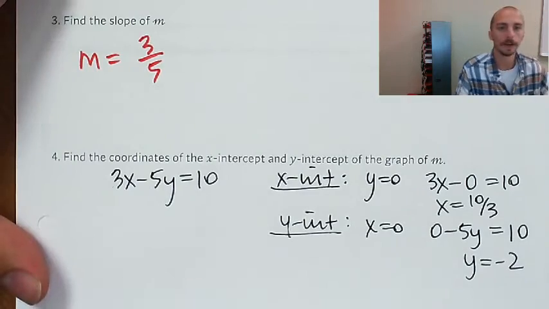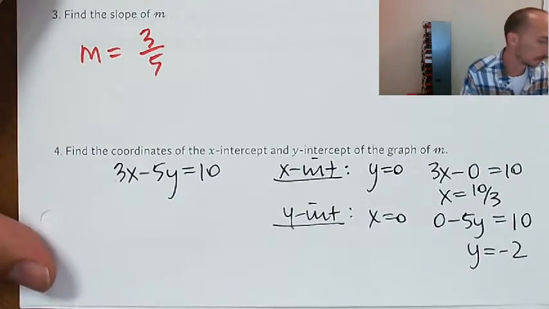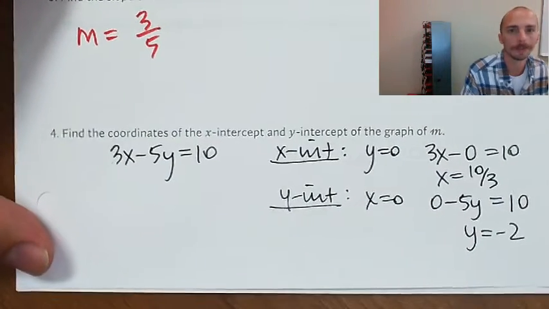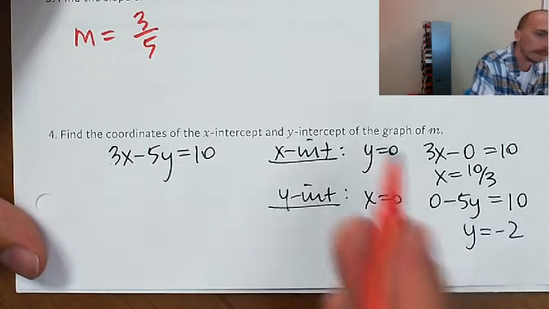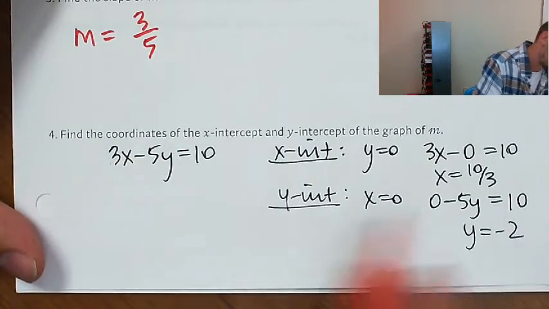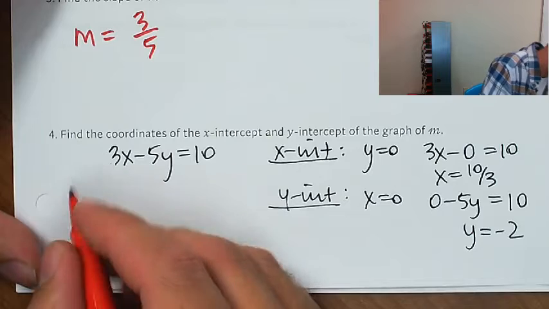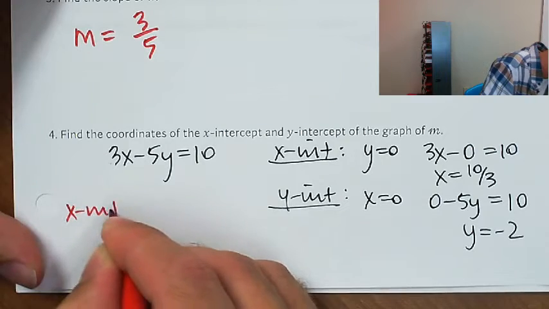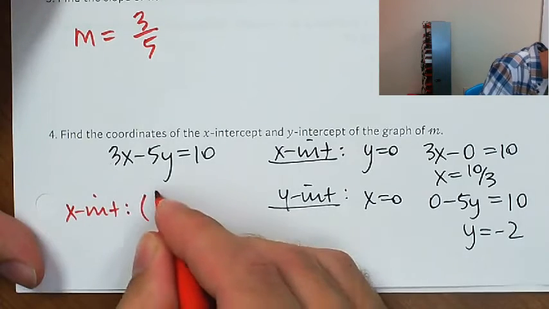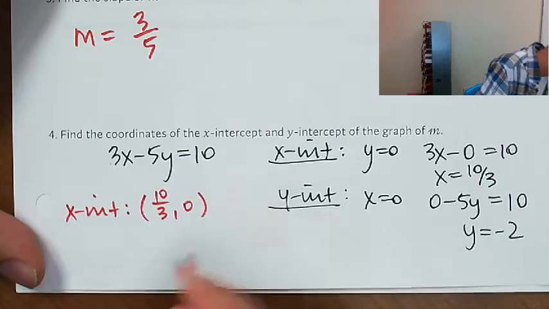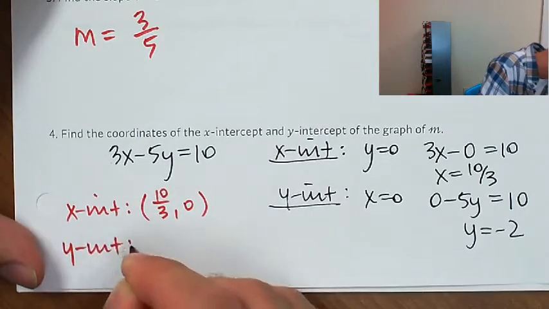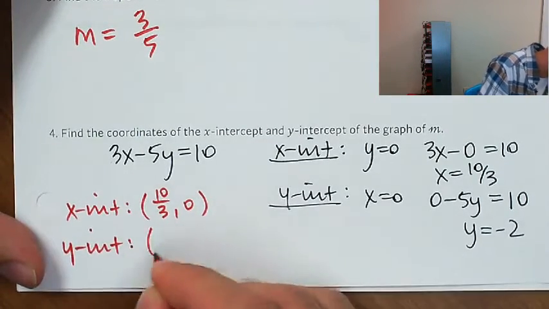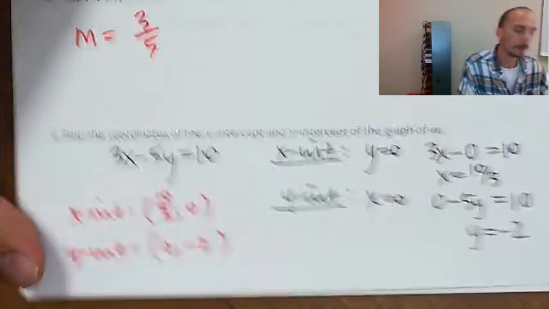Okay. One thing I didn't notice it saying, and I don't think we graded aggressively on this, and probably at the beginning of the school year I wouldn't grade aggressively on this, but it did say find the coordinates. So that's going to be, okay, the x-intercept, it's going to be where x is 10/3 and y is 0. These are coordinates. And then for the y-intercept, x is 0 and y is negative 2.